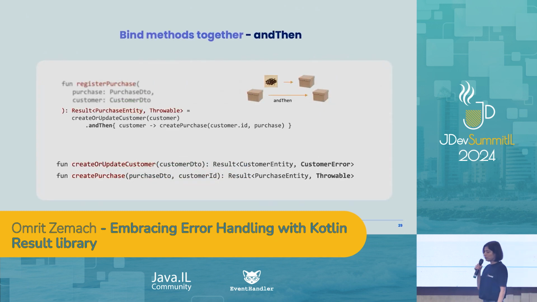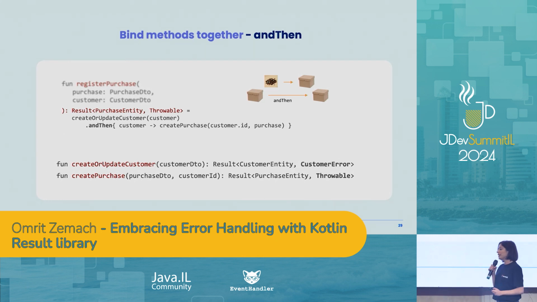Let's use andThen to rewrite registerPurchase, and we will use it to chain together createOrUpdateCustomer and createPurchaseEntity. We can chain them because both of the functions return a Result. And how will it work? In case createOrUpdateCustomer returns a Result with a success value, it will unwrap the success value, the customer entity, and apply it to the next operation, createPurchase. But in case createOrUpdateCustomer returns a Result with the customer error, it will bypass the next operation and propagate the error through the chain of operations.